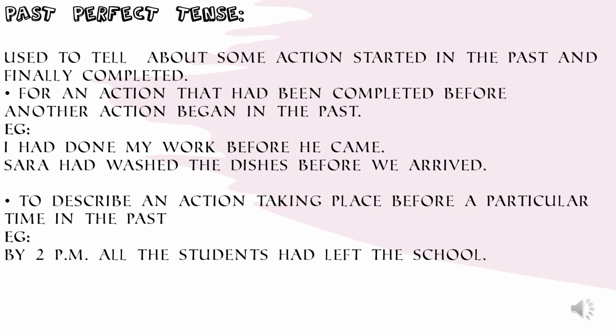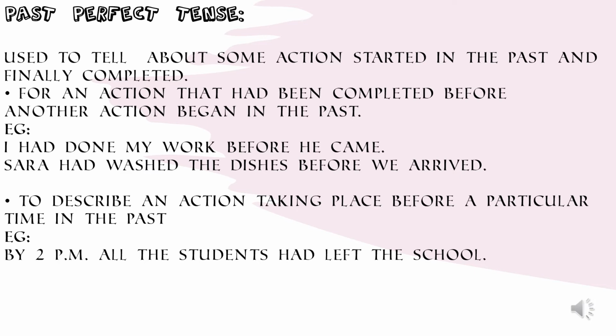So now next is past perfect tense. Past perfect tense is used to tell about some actions started in the past and finally completed, and for an action that had been completed before another action began in the past. Example, I had done my work before he came. Sarah had washed the dishes before we arrived.